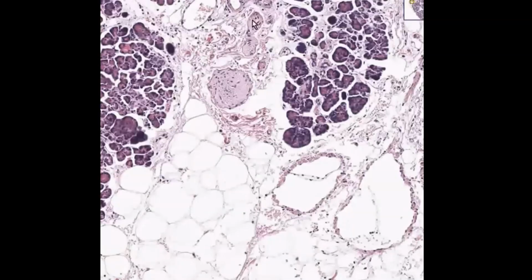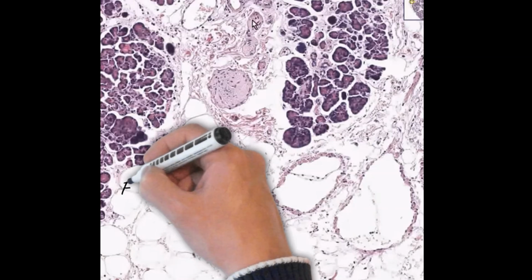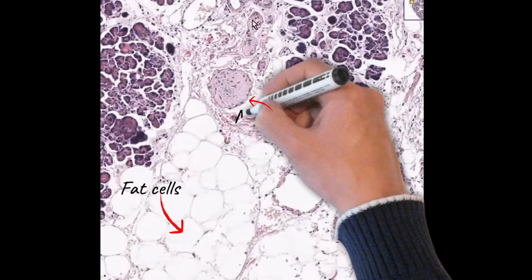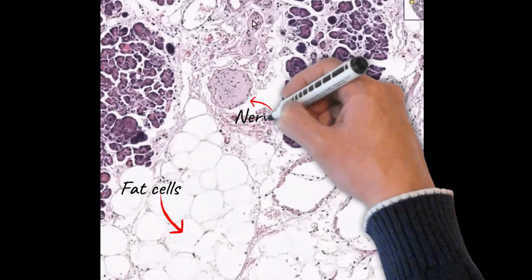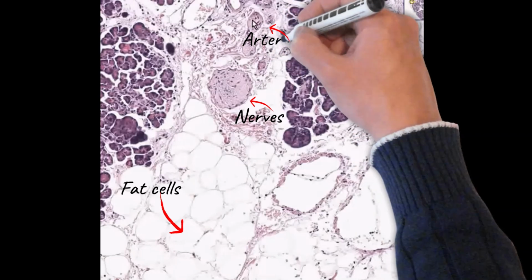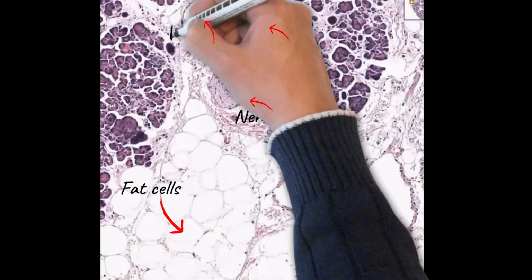Let's quickly look at other structures which are commonly found in the histology slide of a pancreas, such as fat cells, which are scattered throughout here. Here is an example of some nerves, which are seen as small round bundles, and some arteries. You can identify these with the thick muscular walls, and the veins, which have thinner walls, and the walls are a lot more irregular.